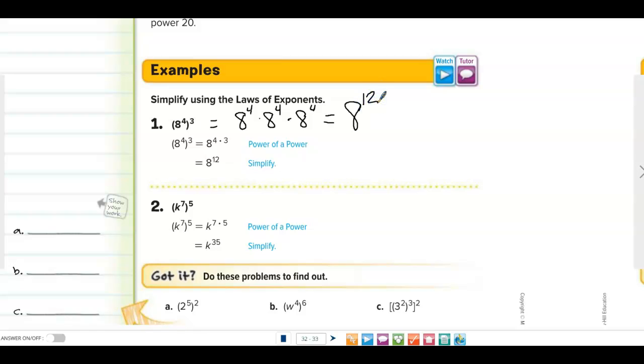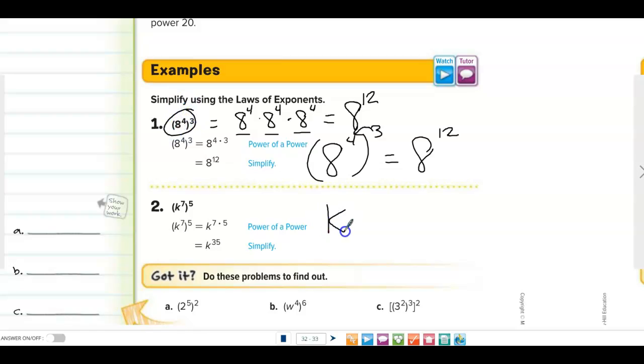The easy way to do it, though, is we multiply the exponents here. So 8 to the 12th. I'm only going to do the multiplication from now on, but I wanted to show you what this actually meant. Okay? So down here, we have k to the 7th power raised to the 5th power. What's the rule? Multiply their exponents. So k to the what? K to the 35th. Okay?